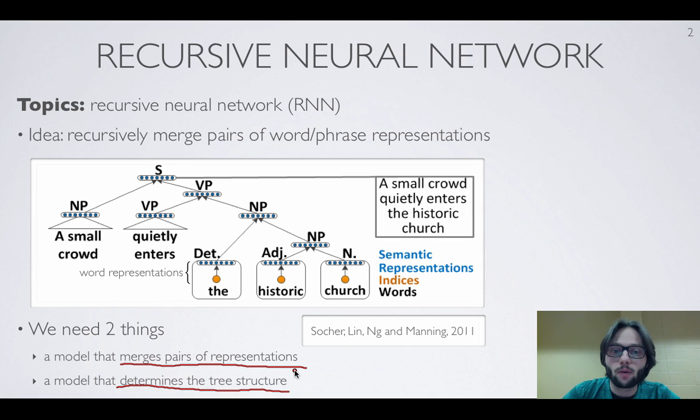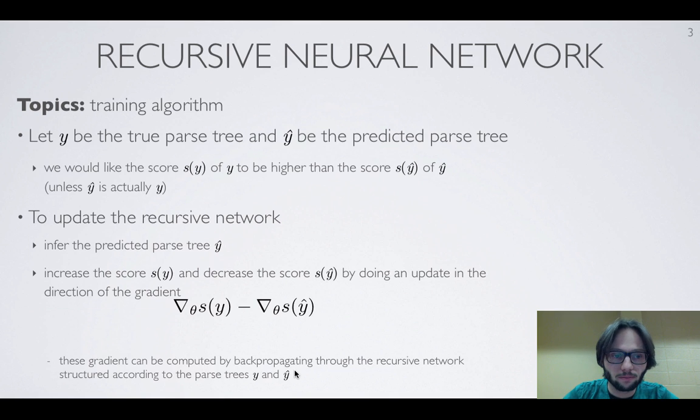So now we'll see how we can actually train the recursive neural network to produce the true wanted parse tree for a given sentence that is provided in some training data. I'll refer to y as the true parse tree for a given sentence, and y hat as the parse tree that's predicted by the recursive neural network using the procedure we saw in the previous video.